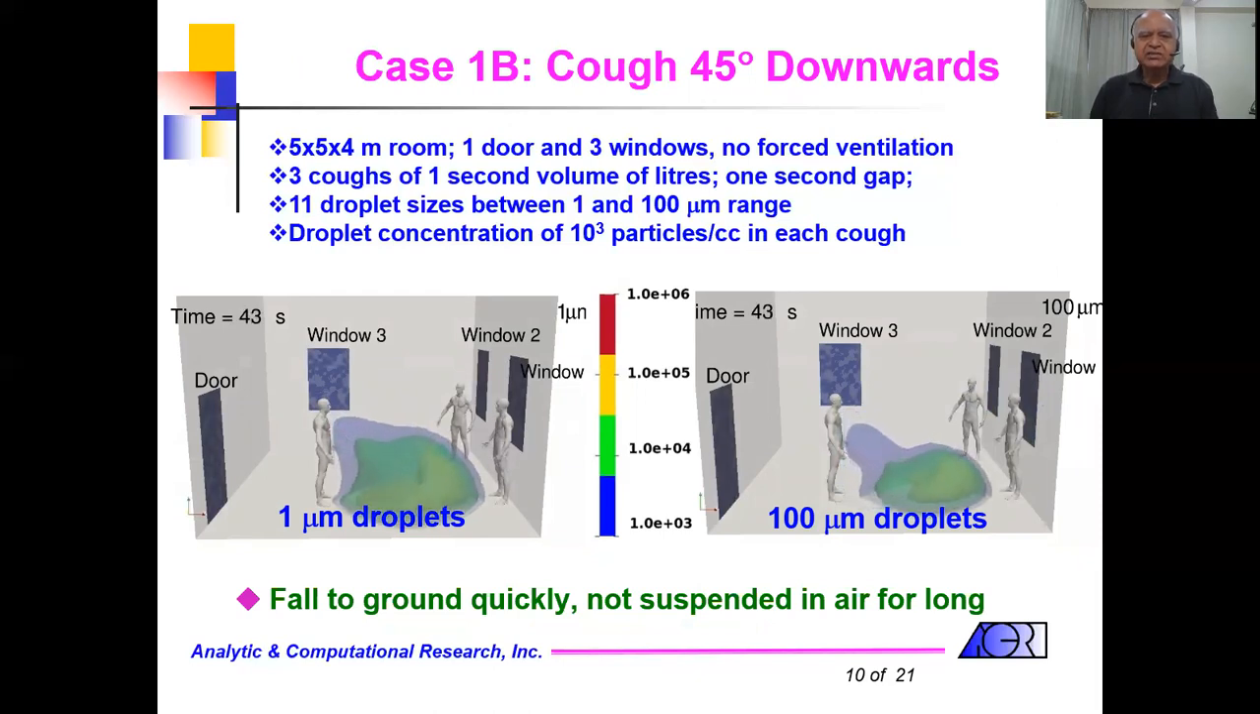Here what we see is that both the 1 micrometer and the 100 micrometer droplets fall to the ground quickly, and they're not suspended in air for a long time. So obviously this works better in this particular scenario.